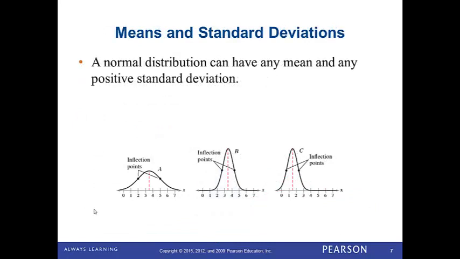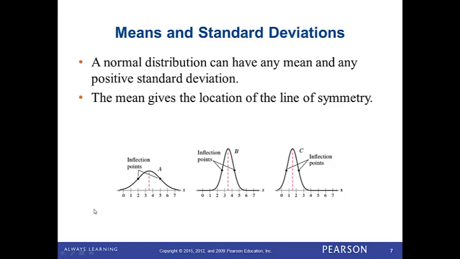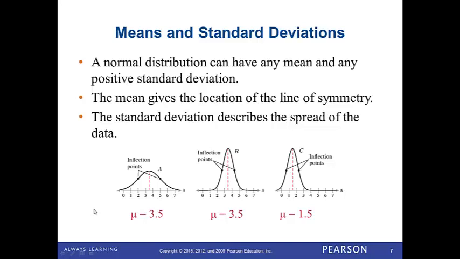Alright, now let's talk about the means and the standard deviations. A normal distribution can have any mean and any positive standard deviation. The mean gives the location of the line of symmetry, and the standard deviation describes the spread of the data. So we have three normal distributions displayed below. For the first one, the mean is at 3.5, right in the middle, and the standard deviation is 1.5. This describes the spread. For the second one, we have the same mean, 3.5, but this time the standard deviation is smaller, and you notice that the values are actually closer to the mean.